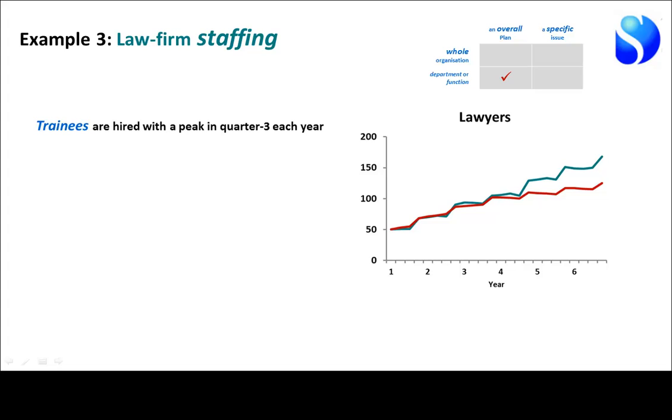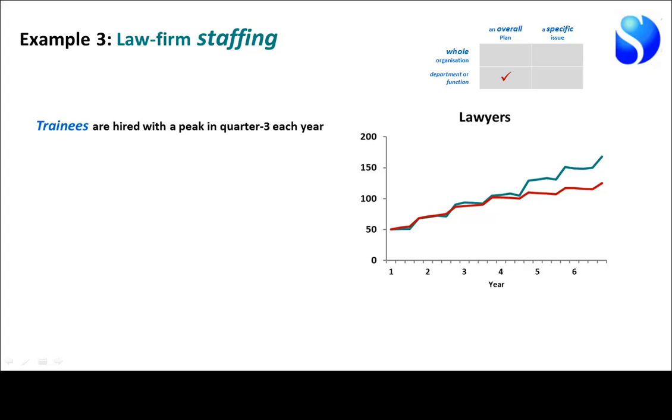This is one we haven't talked about before, but it's an example of an overall plan for a department or function. And this is a staffing strategy issue for a law firm I did some work with a few years back. The way this happens for law firms is that they hire trainees pretty much all the time, but there's obviously a peak when lawyers graduate from law school, and it happens to occur in around the third quarter of each year. So the red line here is the likely ability of this firm to hire lawyers and grow its staff group over that period of time, and the green is what we would like to have happen.